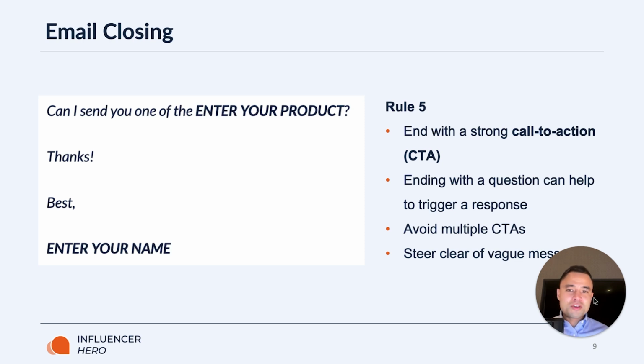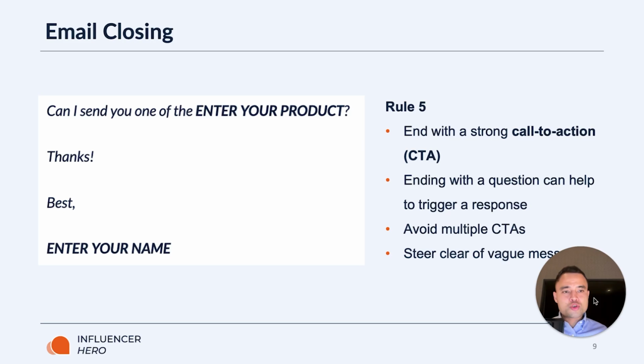Okay, you can do everything well in your email, but if you don't end the email with a strong CTA, it can tank your response rate, right? So what are you asking the influencer to do after they have read this email? In this example, I write, can I send you one of the products? Can I send you one of the premium sunglasses?